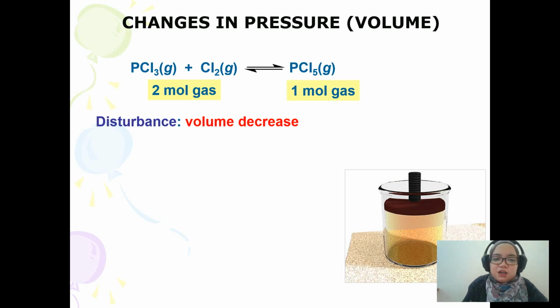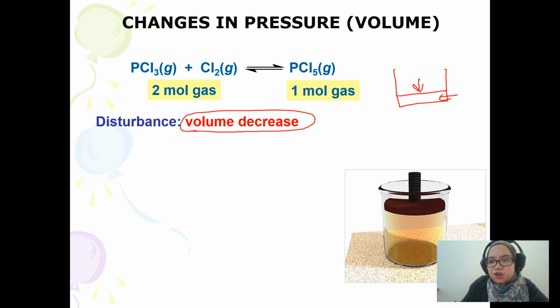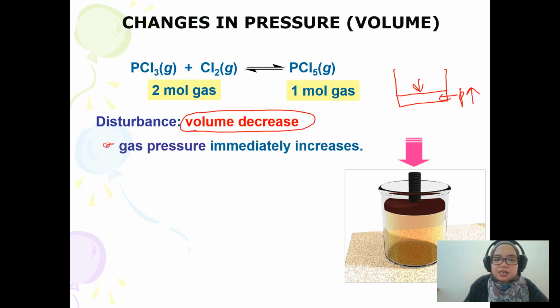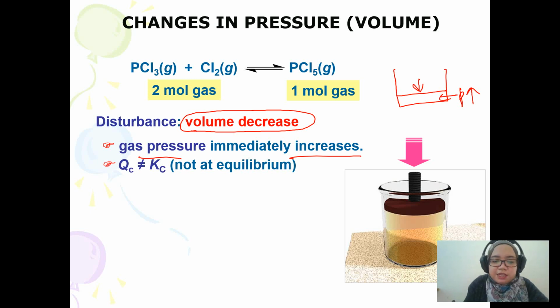So, kita punya gangguan, we decrease the volume. So, bila kita decrease volume, kita tekan dia, what happened to the pressure? Pressure increase, betul? So, now the gas pressure immediately increases. Okay. So, now Qc will not equal Kc, which means the system is now not at equilibrium.